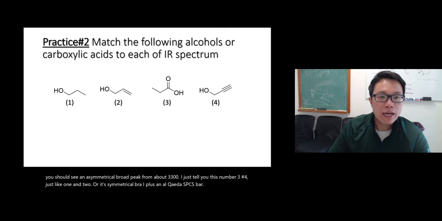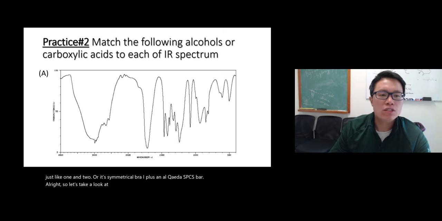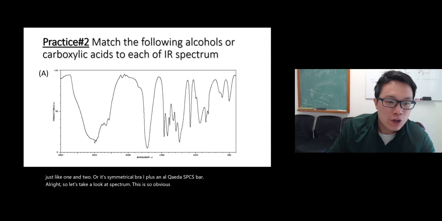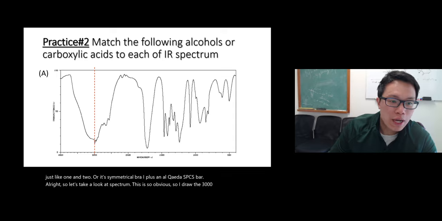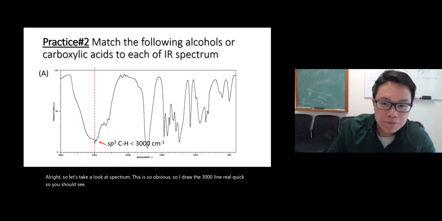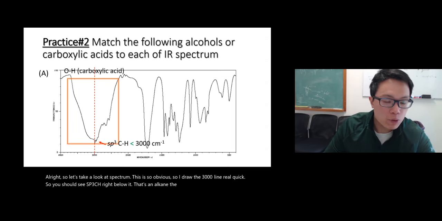So let's take a look at spectrum A. Oh, this is so obvious. Draw the 3000 line real quick. You should see sp3 CH right below it. That's an alkane, the whole thing there.